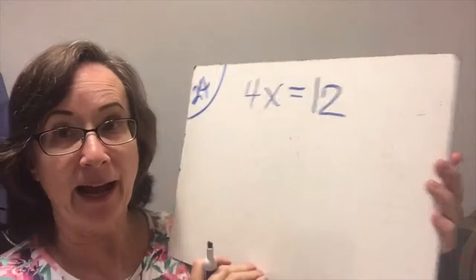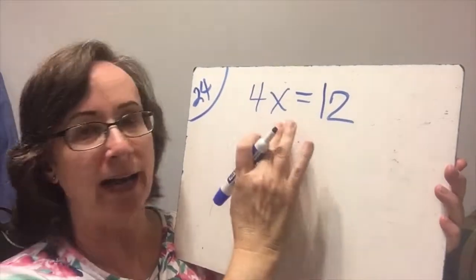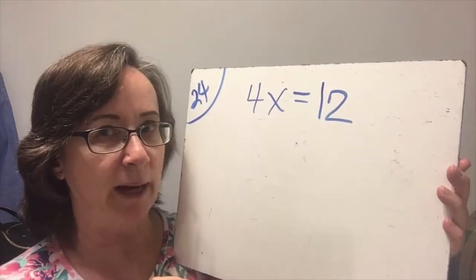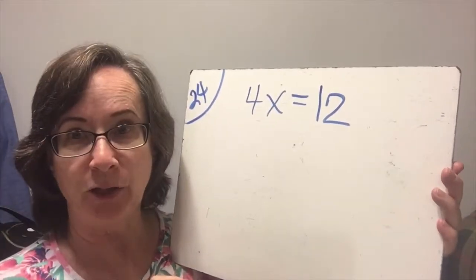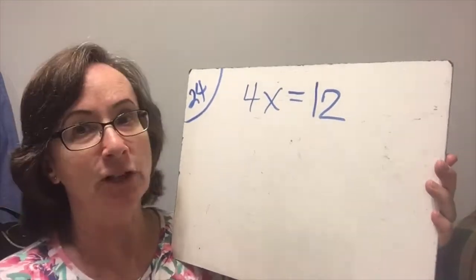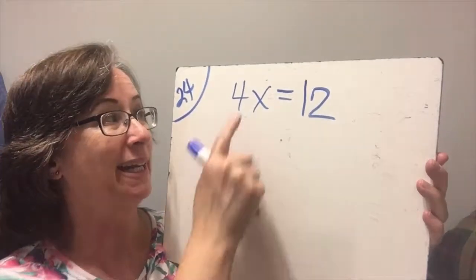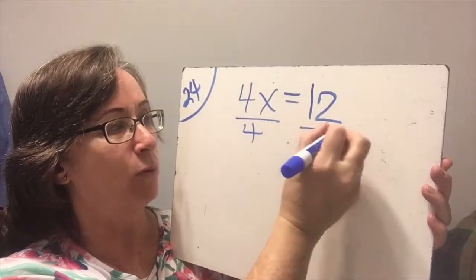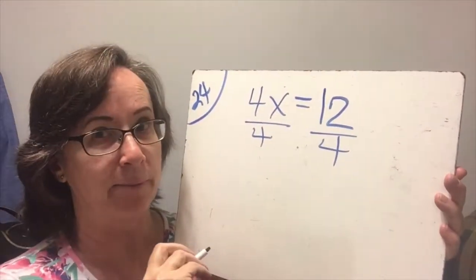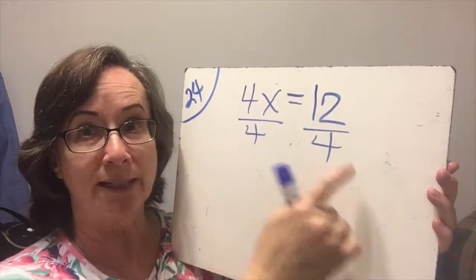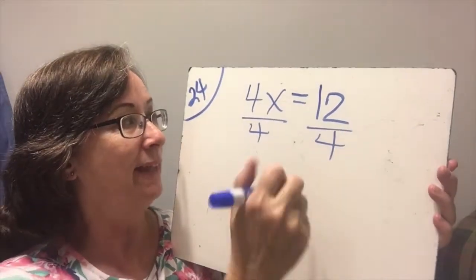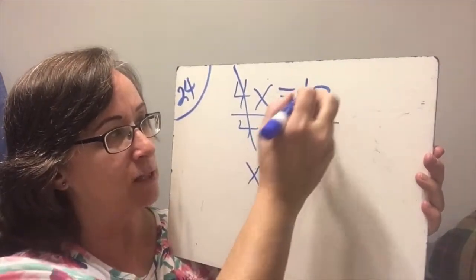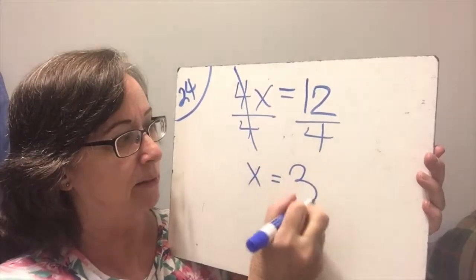All right, so I have an example here. 4x is equal to 12. Now I can do this two ways, and I want you to be able to do it both ways. The first thing I could do is say, well, I want to get rid of the 4. So I could divide by 4, but then I have to divide the other side by 4, because whatever I do to one side, I must do to the other. And then my 4's will cancel, and I will get x is 12 divided by 4 is 3.